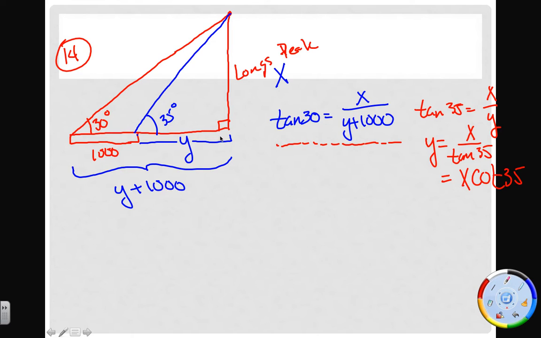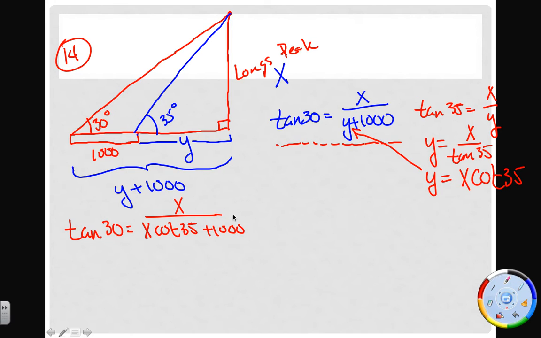Which then I can replace or substitute into this y. Now remember I told you this was going to be a hard problem. All right, so I get tangent of 30 is equal to x over x cotangent 35 plus 1,000. Now we need to solve for x. Darn. This is starting to look uglier and uglier. But most of you, I think, could probably solve this one. I like this number 14, by the way, because it is more intense. It's more intensive to do.